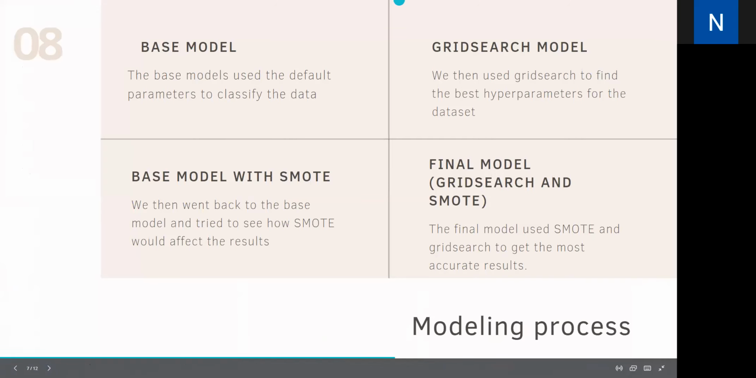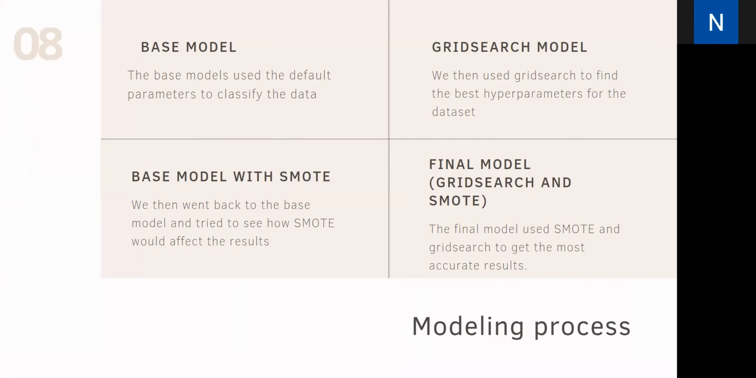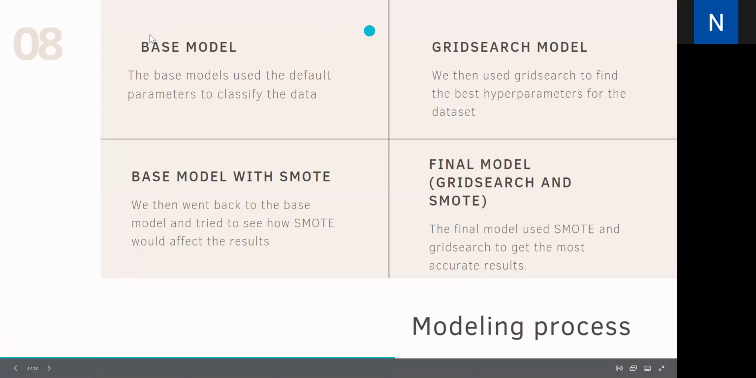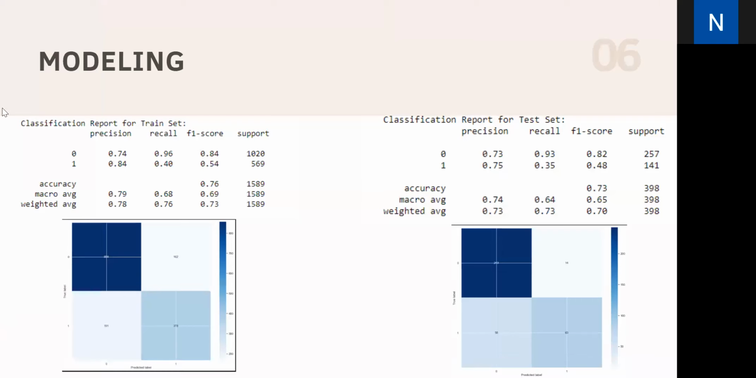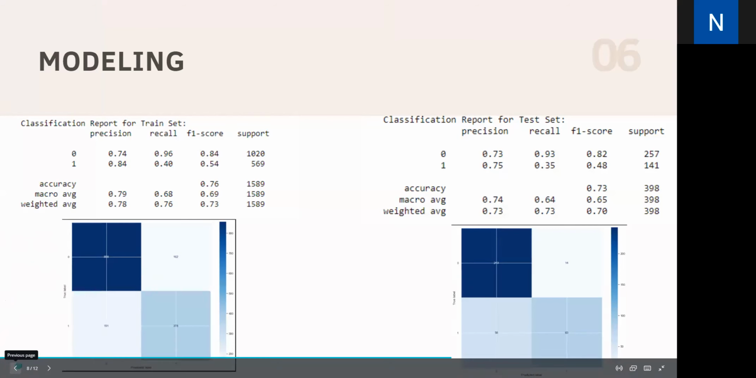In our modeling process, we ran a number of base models with default parameters to form a starting point. As you can see from the classification report, the base model has a 0.73 precision, 0.93 recall, 0.82 F1 score, and 0.73 accuracy. While these are not bad, there's definitely room for improvement.